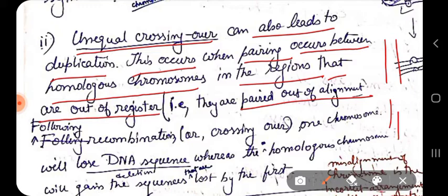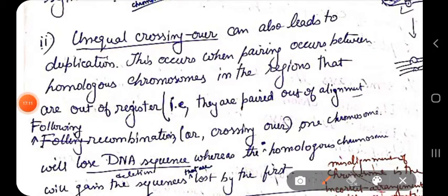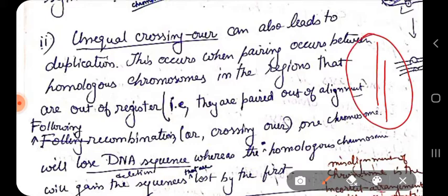If this is the chromosome, alignment means what? Alignment means two chromosomes will align side by side properly, but in incorrect alignment, they are aligning in an improper way, like this. I have just drawn two lines which show incorrect alignment of the chromosomes. The homologous pair of chromosomes have paired but in an incorrect manner.